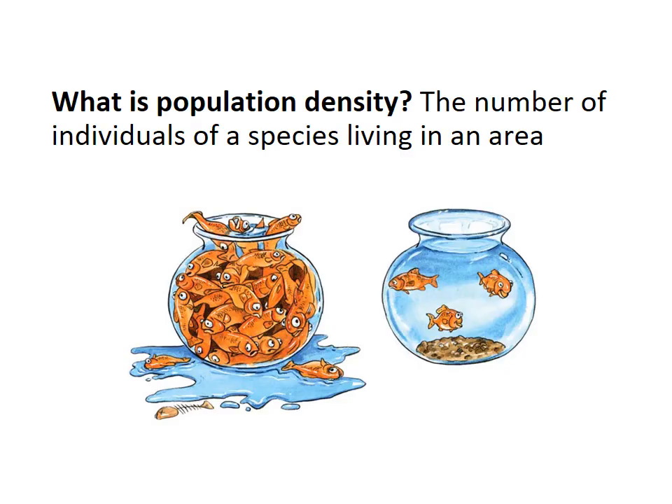What about population density? Well, population density is basically the number of organisms in a given area. As you can see in the pictures here on the left-hand side, the fish are real close together, so we have high population density. They don't have a lot of room to move around. But on the right-hand side, they have more room to move around, so they are less dense on the right-hand side.